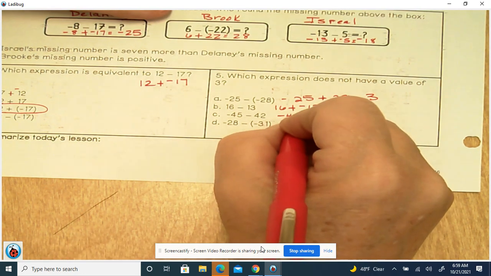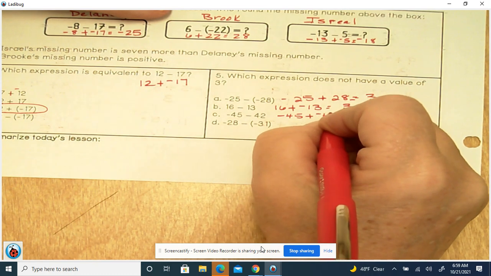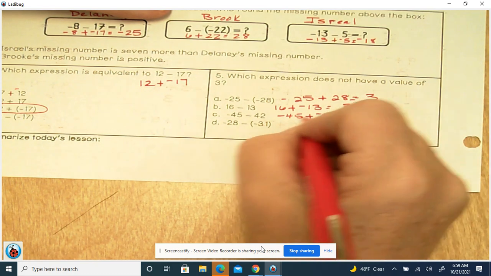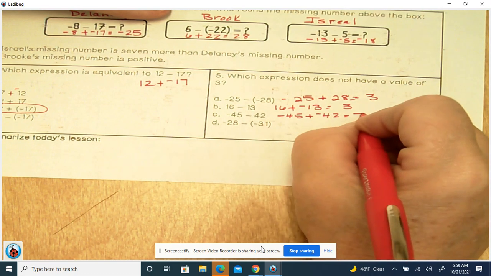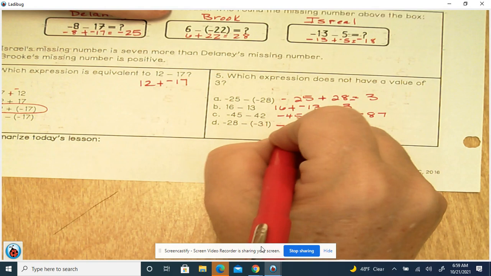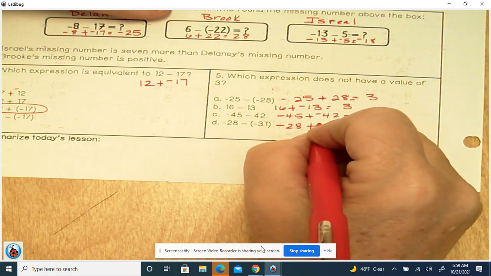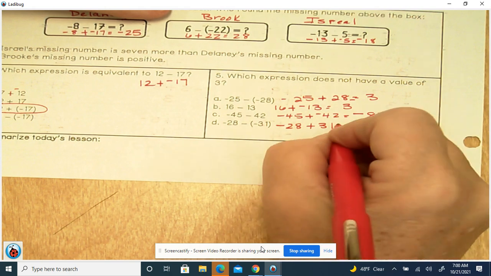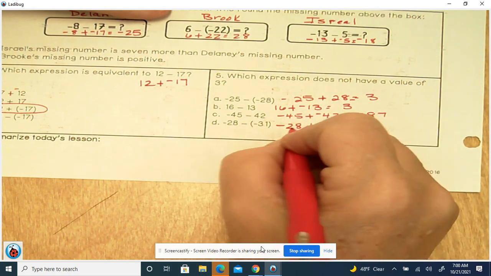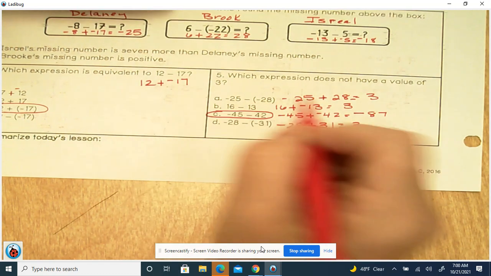A negative 45, change the minus to a plus, change the sign of next. Same sign, add and keep, and that gives you 87. Negative 28, change the minus to a plus, change the sign of next. Different sign, subtract. 31 minus 28 is 3. So the answer for that one is C.